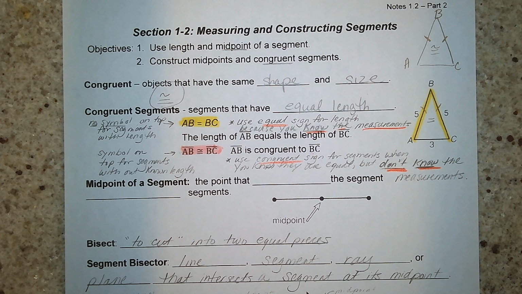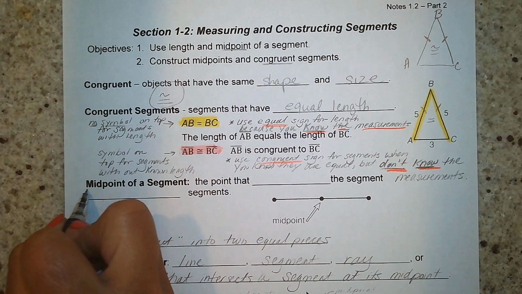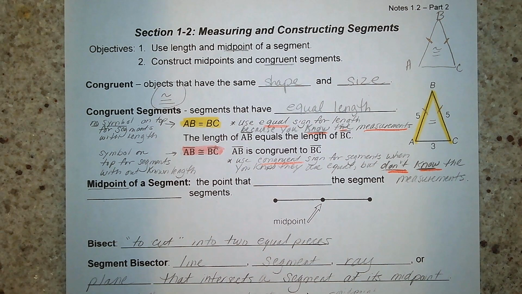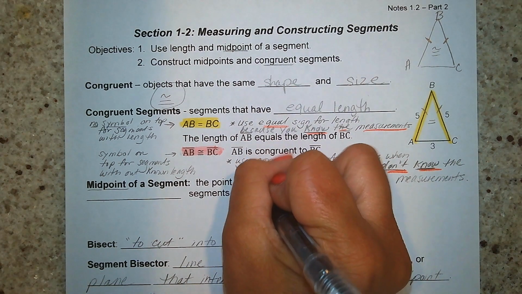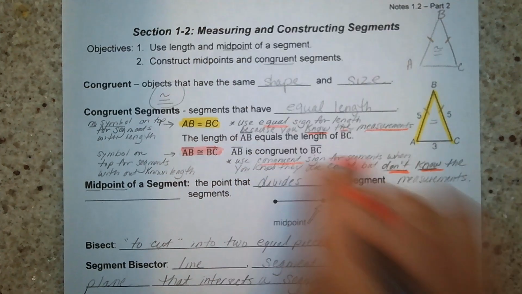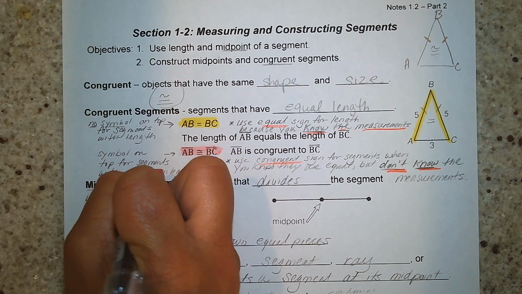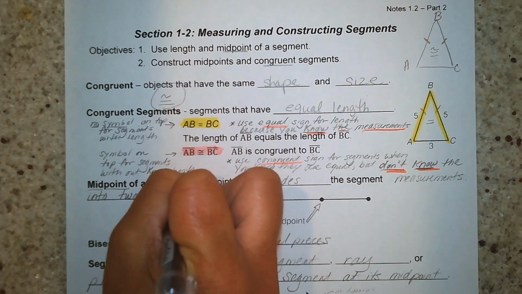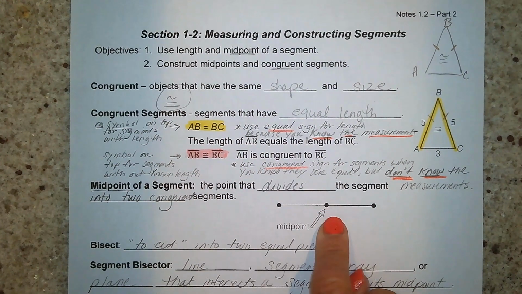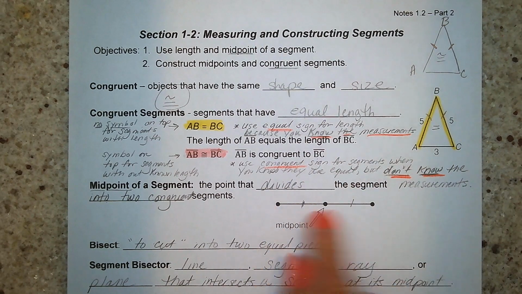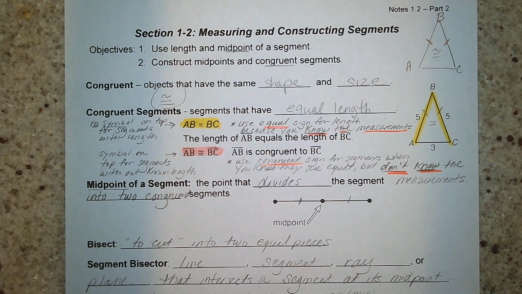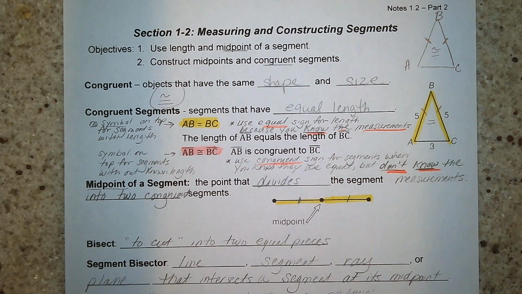All right, let's talk about midpoint. When you look at this word midpoint, everybody thinks, oh, it's the middle point. Yes, that is true. It is the middle point, okay? But it's way more than that. It's a point that divides the segment into two congruent segments. So not only is it the middle point, but it also makes these two segments here equal to each other. This part here is going to equal this part over here. They're equal to each other.